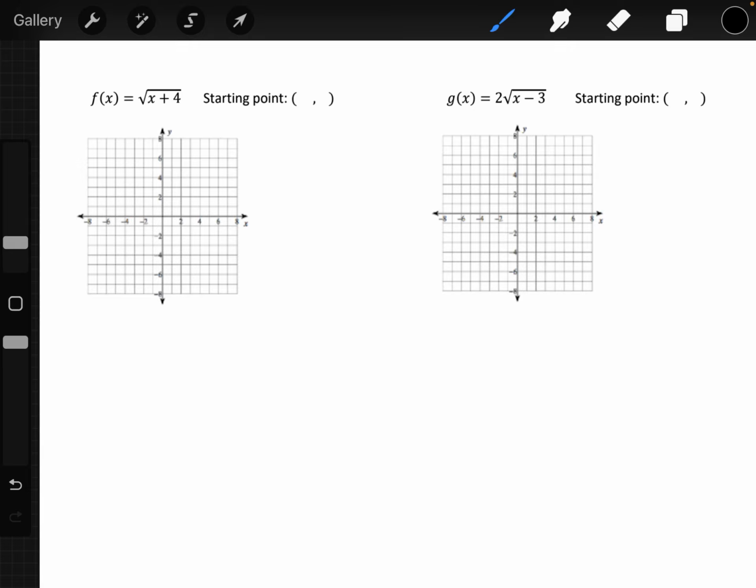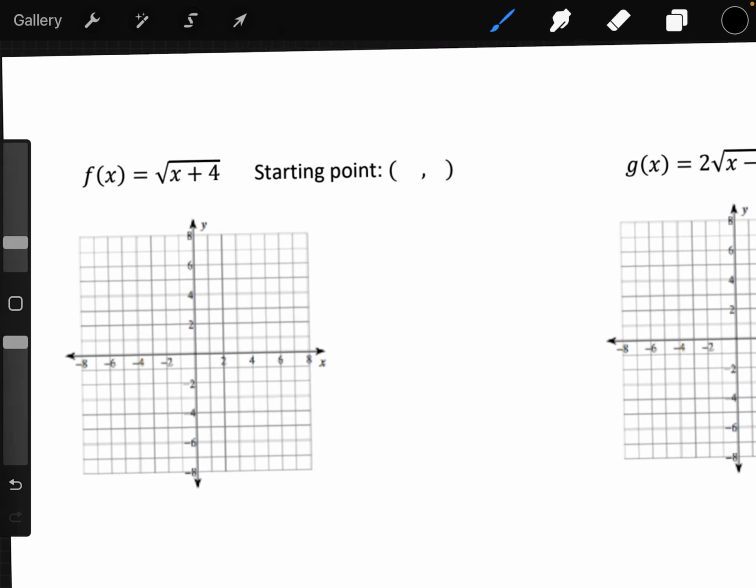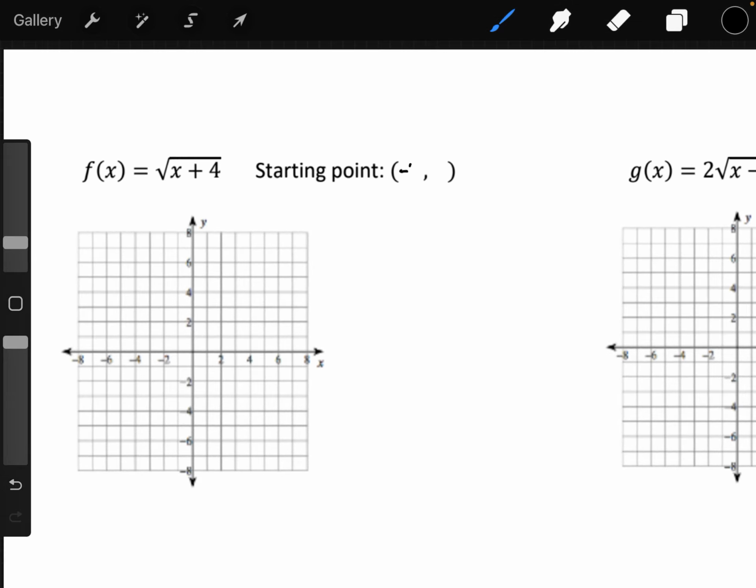We'll go through some examples and graph the following. So the starting point is negative 4, 0. There's no shift here, so we know that this value is 0, and the shift here will be the value of x, and x is equal to negative 4. So we're starting at negative 4, 0, which is here. And graph.